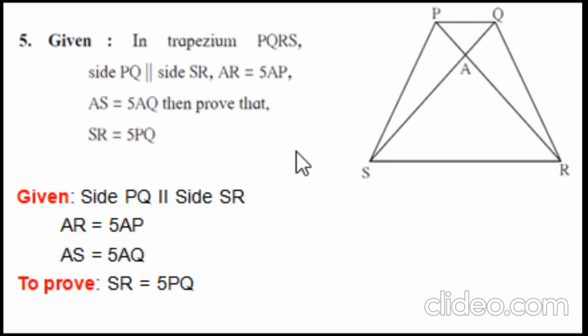Next, question number 5, we are given trapezium PQRS. In a trapezium, one pair of opposite sides is parallel. So side PQ is parallel to side SR, and what is given, AR is equal to 5 AP, AS is equal to 5 AQ, and we have to prove that SR is equal to 5 PQ.